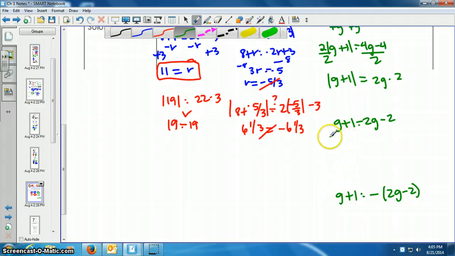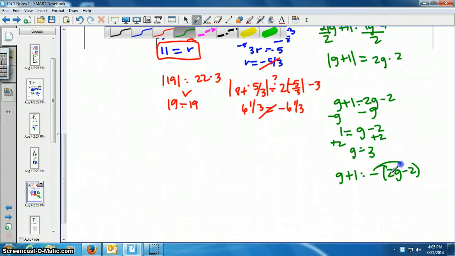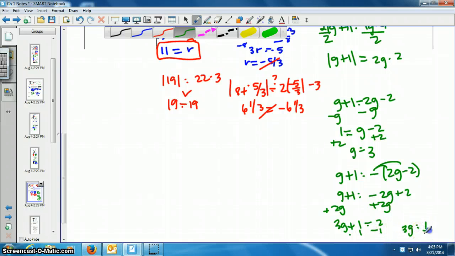So solving, subtract the g. I like to get rid of the smaller variable. And then add 2. So we get g equals 3. Now we don't know for sure if that's a solution or not, but we'll check in just a minute. Let's do the other one. Distribute. g plus 1 equals negative 2g plus 2. And then we're going to add 2g, and we get 3g plus 1 equals 2. Minus 1, minus 1. So 3g equals 1, which would mean that g equals 1/3 when we divide.